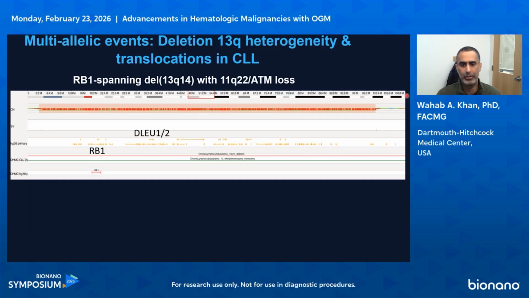And this just shows you one such example where the RB1 spanning del13q also had a corresponding 11q22 ATM loss. So I've cataloged the ones that I'll show you in the subsequent slides into these categories of multi-allelic events, complex events, and then those events that were OGM unique events. So I'll show you those examples. This one being these multi-allelic events tracking with a loss and an RB1 spanning deletion.